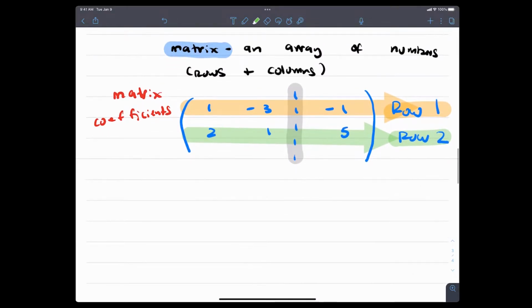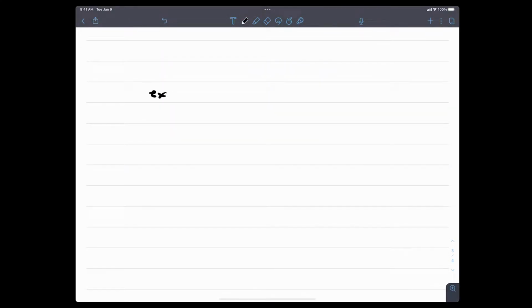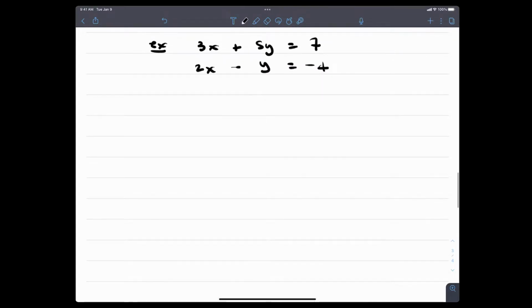All right. So you got a coefficient, and you're going to do this. I want you guys to try this out. I'm going to make it up. Here you have 3x plus 5y equals 7, and 2x minus y equals negative 4. I want you to create your what? Matrix. How would you do that?